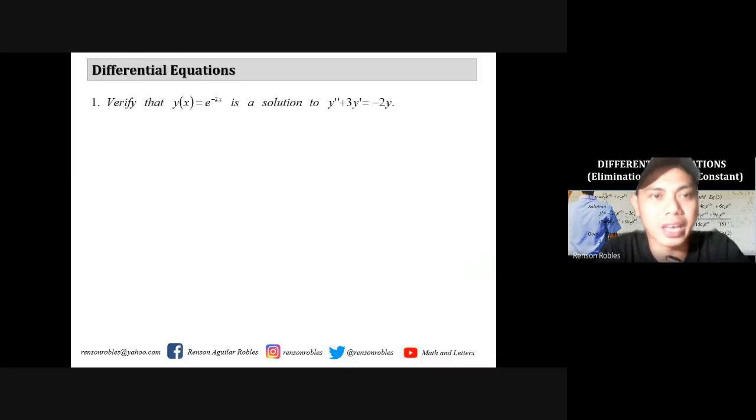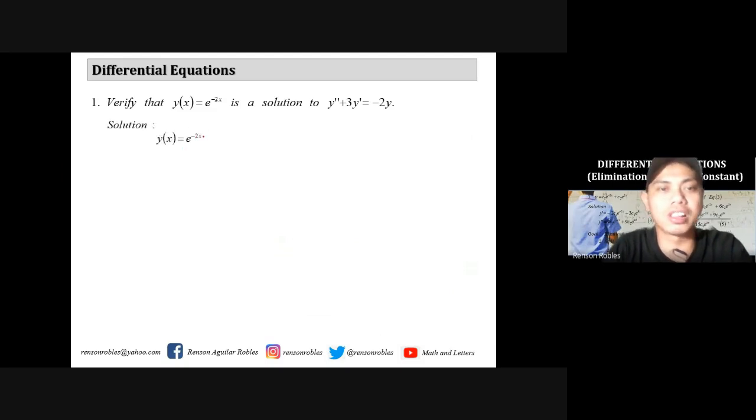Let us verify whether y of x equals e to the negative 2x is a solution to the given differential equation y double prime plus 3y prime equals negative 2y. To do this, we look at our given DE. It contains y prime and y double prime, and this tells us that we shall differentiate y of x twice. We shall get the first derivative and the second derivative.